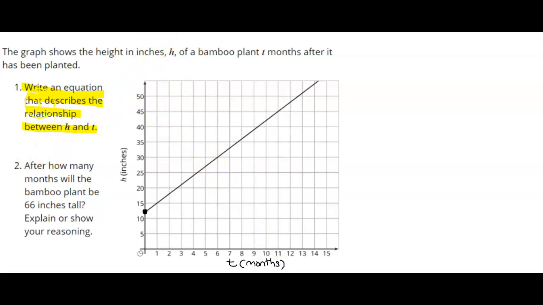And then it asks us a question. So it gives us a task to do for the first one, write an equation. And the next thing, it actually asks us a question. It says, after how many months will the bamboo plant be 66 inches tall? And even though it says two things here, it actually asks us three things because it says explain or show your reasoning. So there are about three things we have to do here. So we know that. Let's look at the actual challenge here.